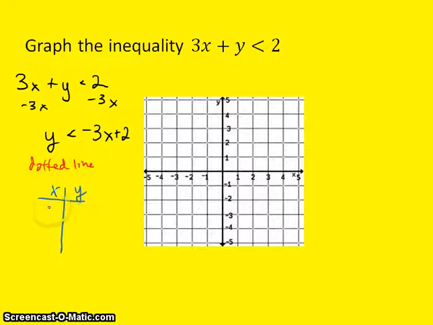We need some xy points. So let's plug in 0. If we plug in 0, we get 2. If we plug in negative 1, negative 3 times negative 1 is 3, plus 2 is 5. If we plug in positive 1, negative 3 times 1 is negative 3, plus 2, negative 1. So the points are 0, 2; negative 1, 5; and 1, negative 1. I'll plot those points, and I'm remembering right now that it's a dotted line.